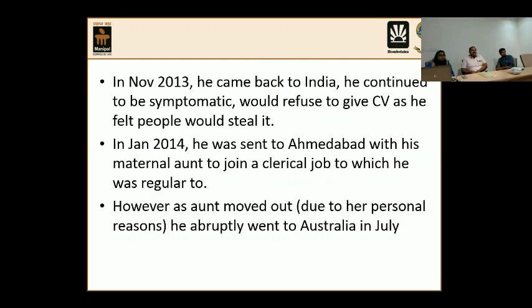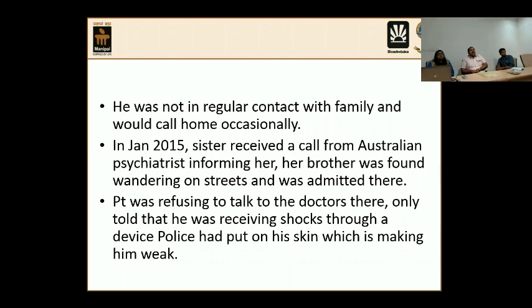He would not give his CV to get additional job or employment opportunities. In Jan 2014, he made an attempt to join as a clerk in one of the establishments in Ahmedabad. However, he could not sustain there, and he had to come back after a few months. And once his aunt moved out, he went back to Australia. He was not in regular contact with family, and he had gone without informing anybody. So somewhere in mid 2014 till Jan 2015, there was no contact.